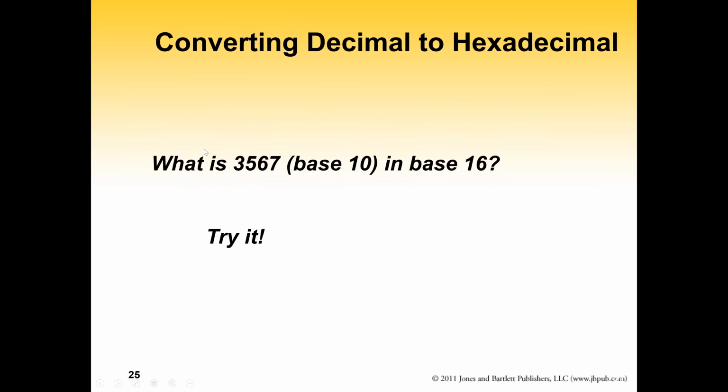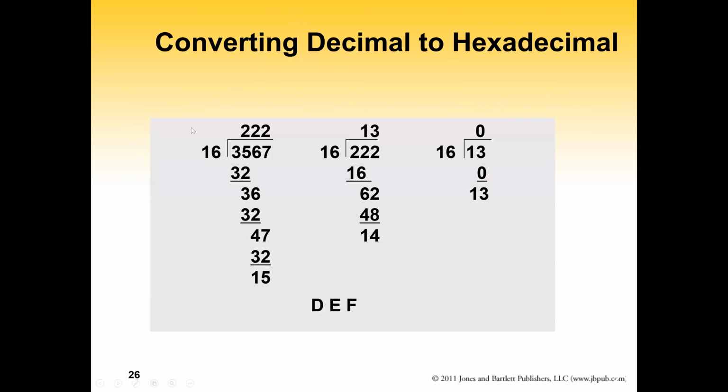So the next one, what is 3567 base 10 in base 16? So this means we are converting the same thing again, decimal to hexadecimal. Previously, we did octal, we divide by 8. Now you see that we divide everything by 16. The step is the same. Actually, this is the same as the previous example.